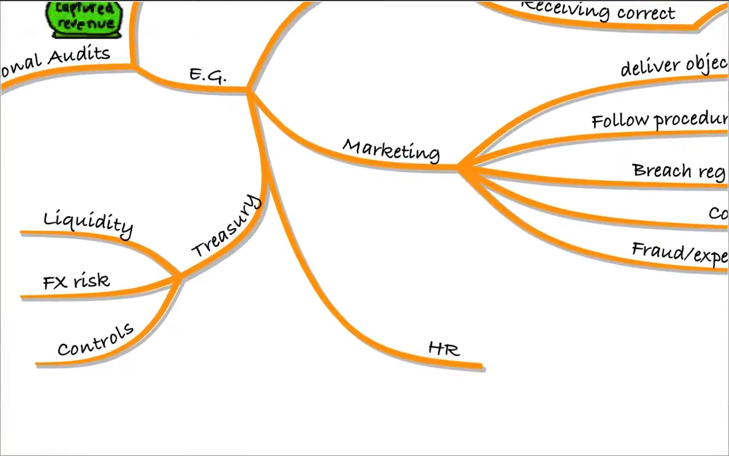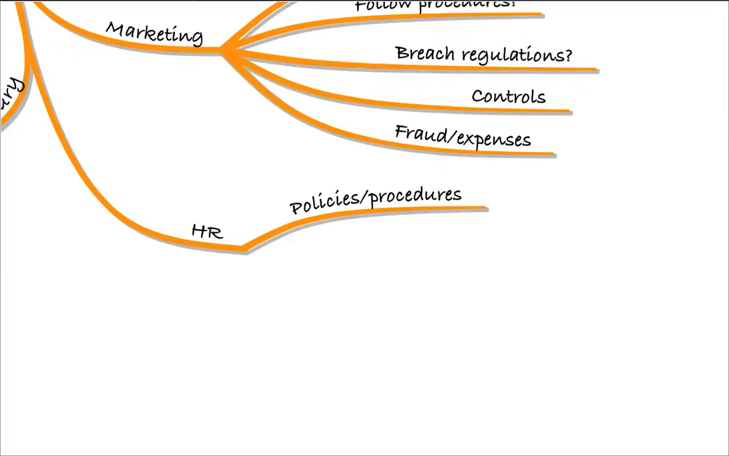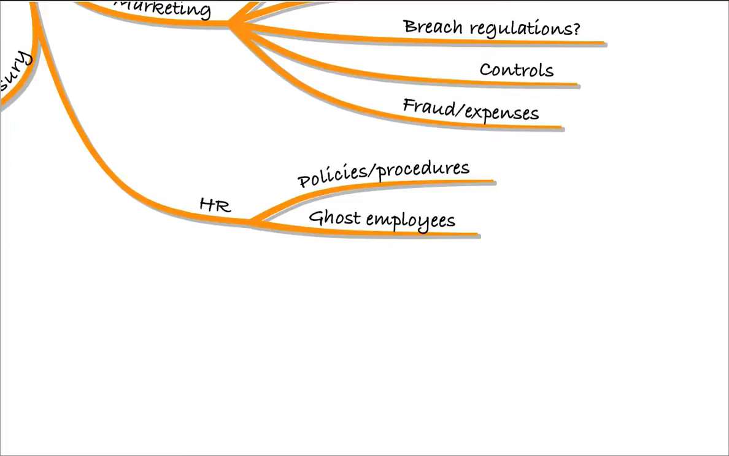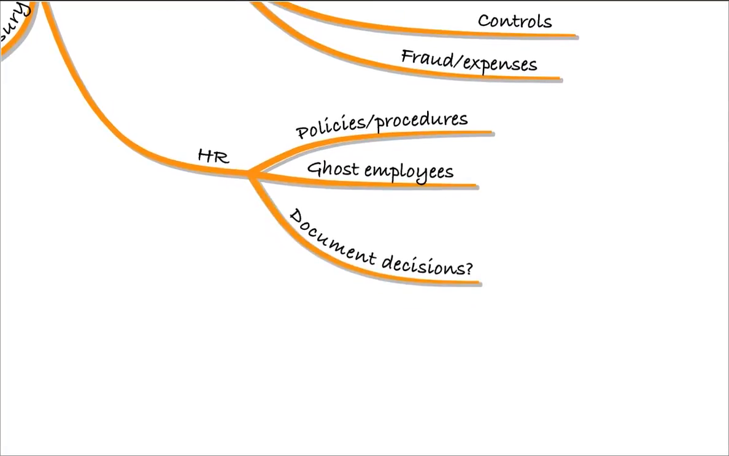Lastly, on operational audits, let's consider human resources. Remember, human resources will have specific policies and procedures that they'll have in place. We need to check as internal auditors, are those policies and procedures being carried out correctly? Are there controls in place to prevent ghost employees, for example, getting paid money for work that wasn't carried out? And are all decisions documented correctly?